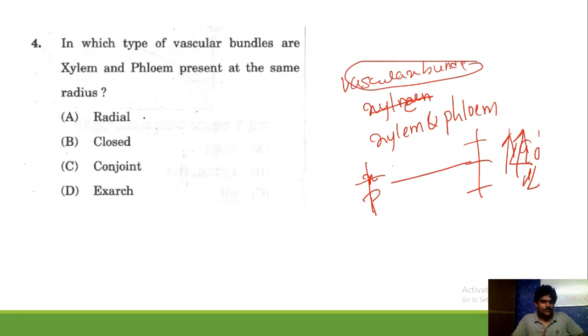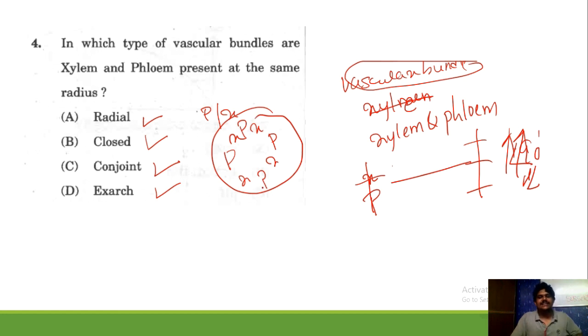So the options given for you are radial, closed, conjoint and exarch. First let's start from the radial. In the radial type of vascular system, the phloem and xylem lie one beside the other, alternatively. So how is that? After phloem, xylem comes, after xylem, phloem comes, again xylem, again phloem, again xylem. Like this is the radial type of arrangement.